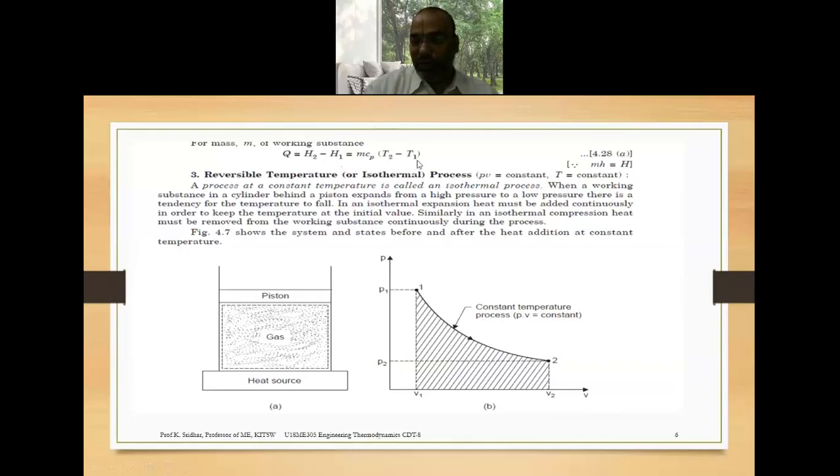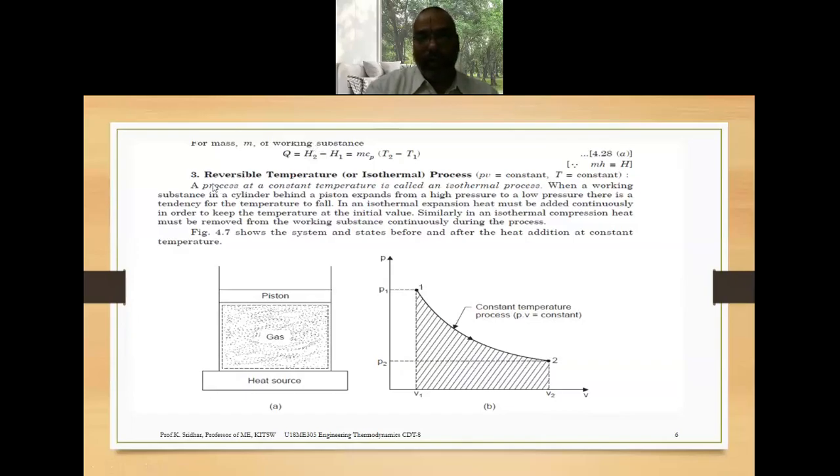minus T1). So in the previous case, during the constant volume process, delta Q is equivalent to dU, where it is equivalent to mCv into (T2 minus T1). But here in the constant pressure process, delta Q is equivalent to dH, that is equivalent to mCp into (T2 minus T1). So that is the important observation from the constant volume process and from the constant pressure process.